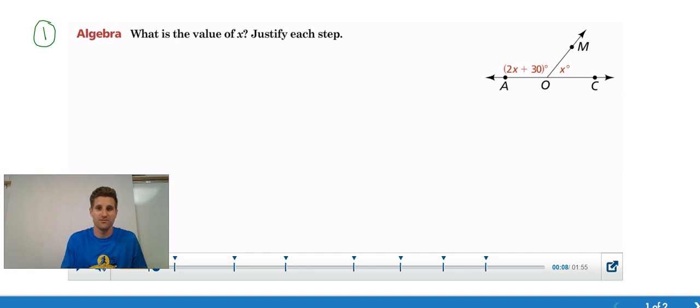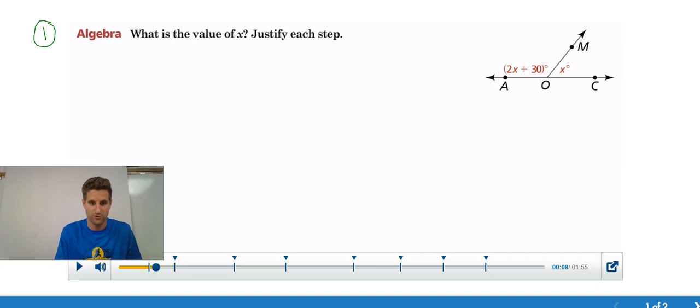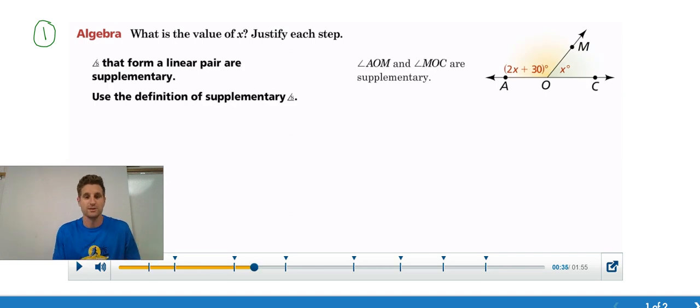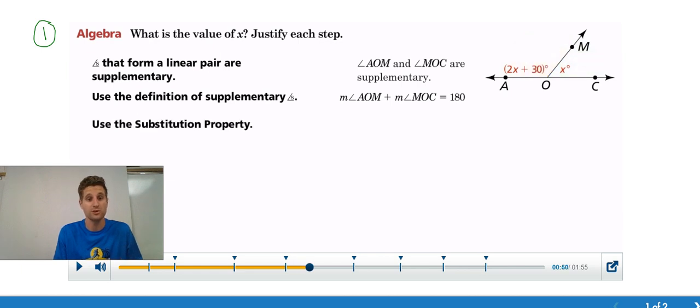Okay, so we have to justify everything that we're doing. So let's go ahead, and I'm going to actually use this thing to help us out today. So I'm going to move this over. If it lets me, 1 second. Okay, there we go, I got it up. So AOM and MOC are supplementary. We said that. So we need to say angles that form a linear pair are supplementary. Now we use the definition of supplementary angles, which means these two add to 180. And then instead of AOM and MOC, we're going to use substitution property and plug in what they equal, which is going to be 2x plus 30 and x.